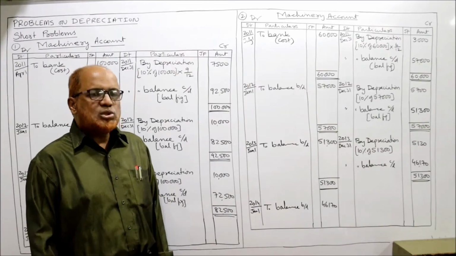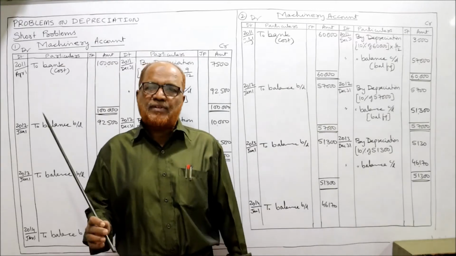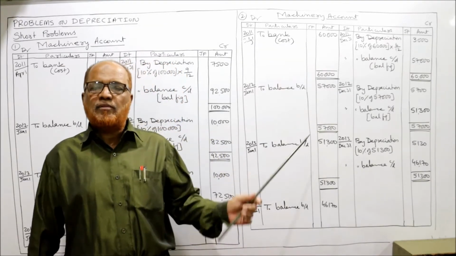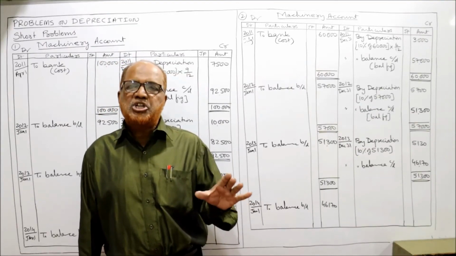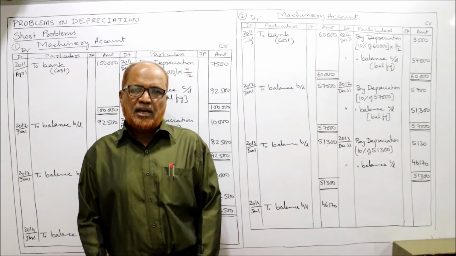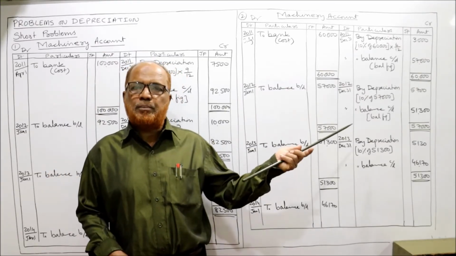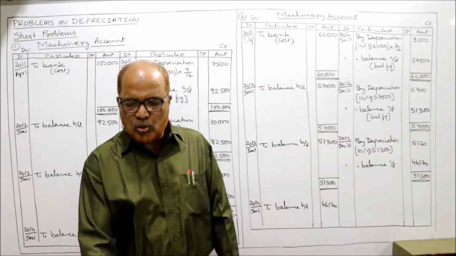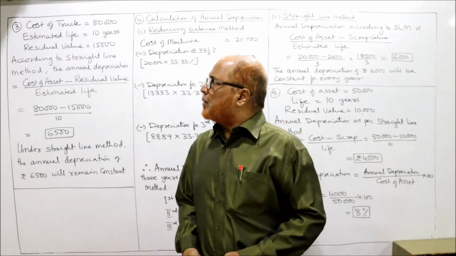That's all. So these are the basic first two problems we have done. In the first problem we have applied the straight line method. In the second problem we have applied the reducing installment method or diminishing balance method. In this case the annual depreciation will remain constant. Here the annual depreciation will decrease every year. That's all. So the first two problems we have completed. Now see problem number 3.